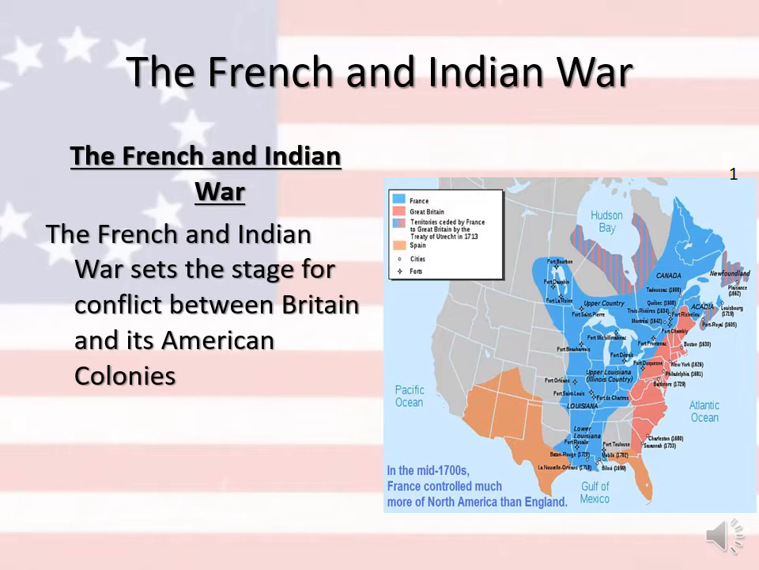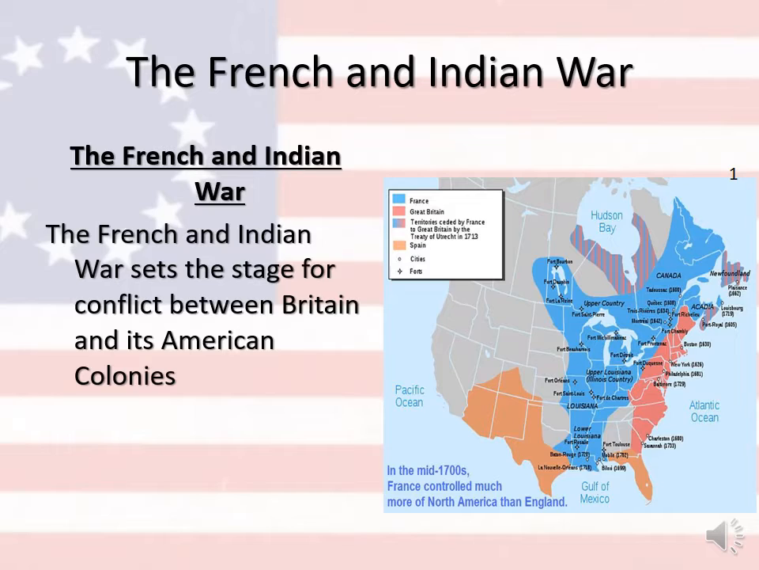Now, each side, the French and the British, had their own Native American allies. So you have the British and their Native American allies fighting against the French and some of their Native American allies. So, this will set the stage eventually for the conflict between Great Britain and the colonists. But first, this war actually started in Europe and then kind of bled over into the colonies.